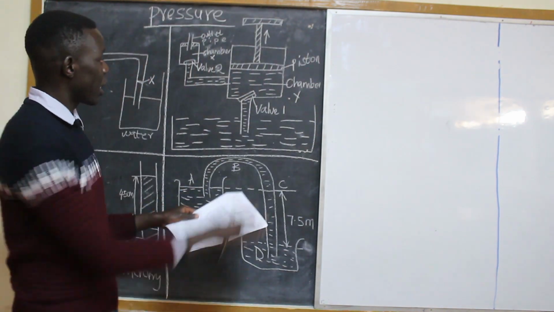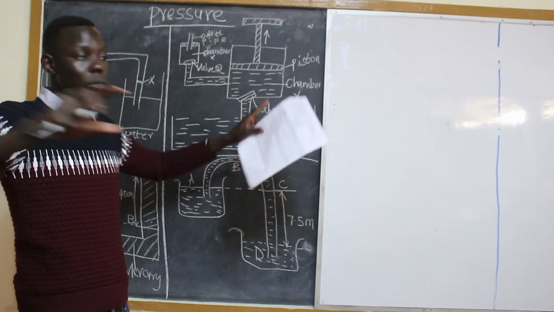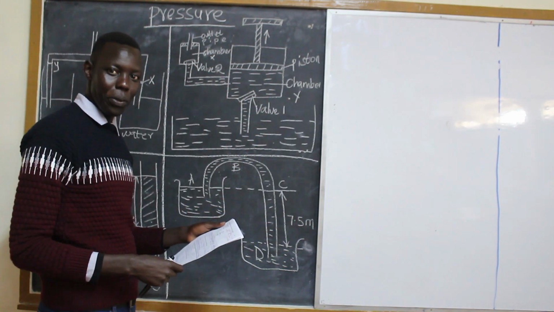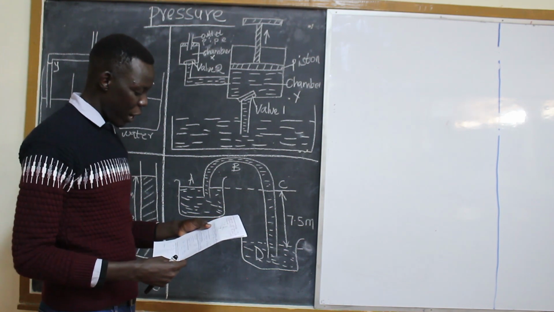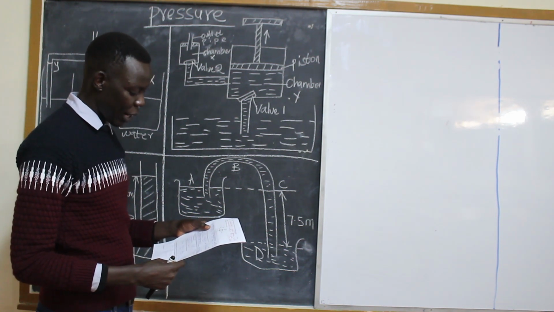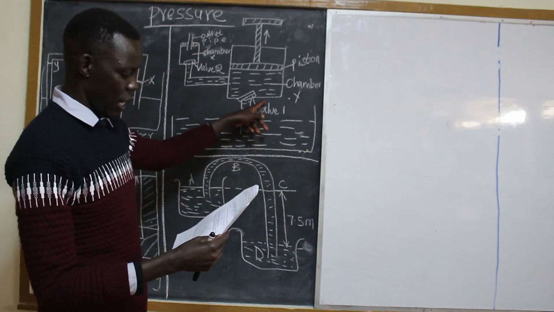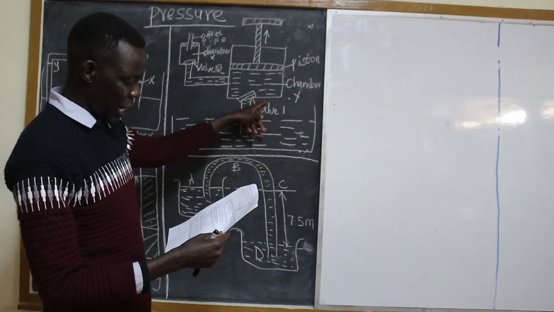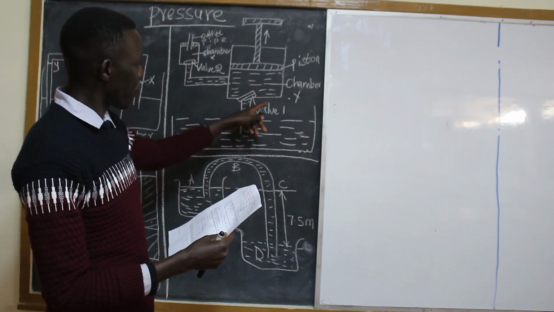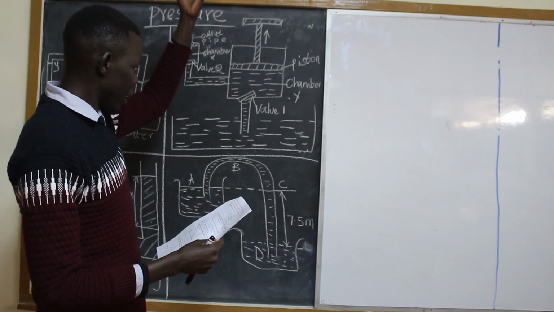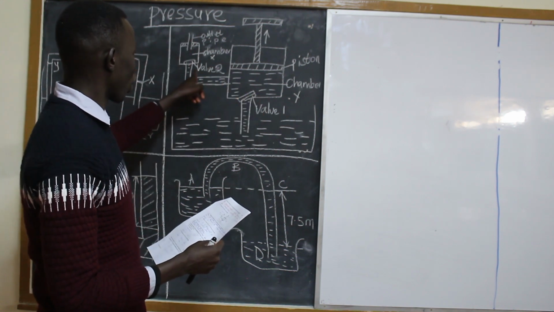Look at this figure below. I hope you can see it. I don't know how you zoom it, but it's out. Explain why, when the piston is pulled upwards, valve 1 opens and valve 2 closes.